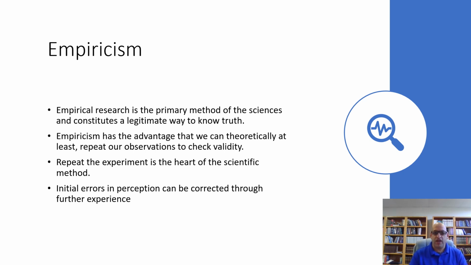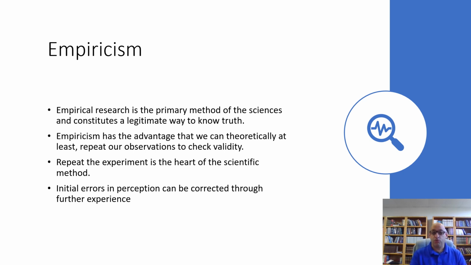Empirical research looks at the primary method of science, particularly the area of data. What constitutes a legitimate way to know truth? It looks at the theoretical, or at least the repeated observation that can be done over time to check the validity of that problem statement. Repeating the experiment is the heart of that scientific method, and some of you are really good at data points, and you want to understand why certain things exist and what's the underlying data that pushes that particular problem statement forward.